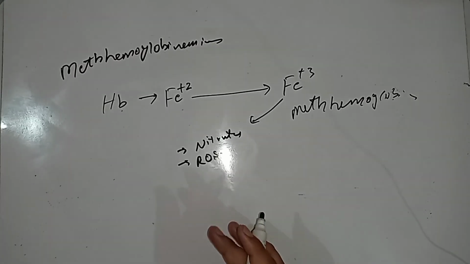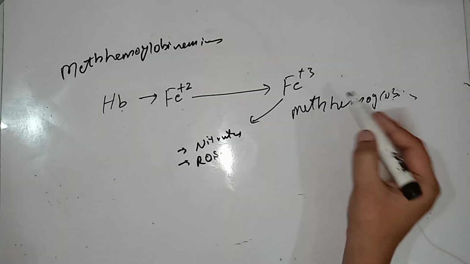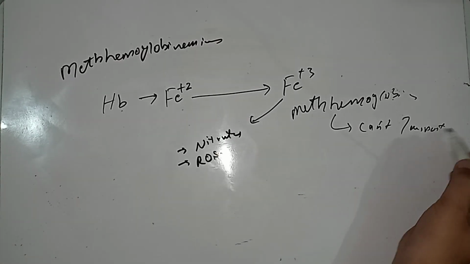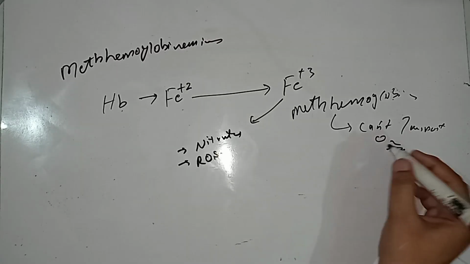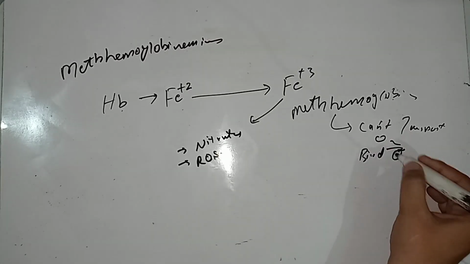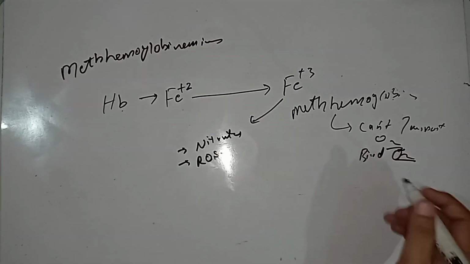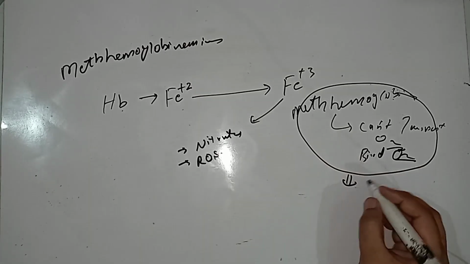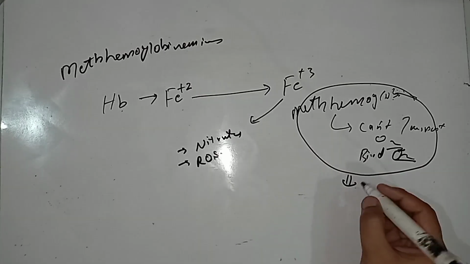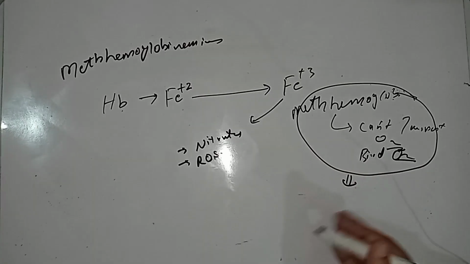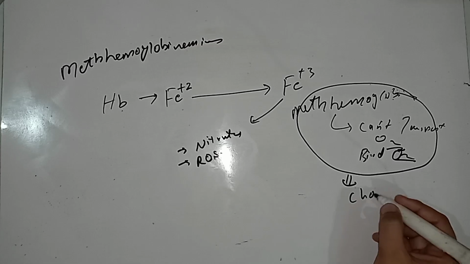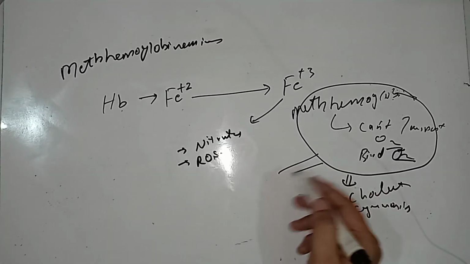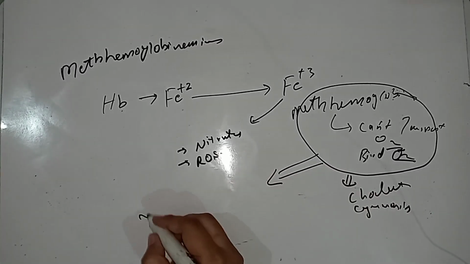So what is the consequence of this oxidation? This methemoglobin cannot transport oxygen, because it does not bind oxygen. So if oxygen is not transported by methemoglobin, then the blood turns chocolate colored, and the skin and mucous membrane become cyanosed because of lack of transport of oxygen, which is called chocolate cyanosis.